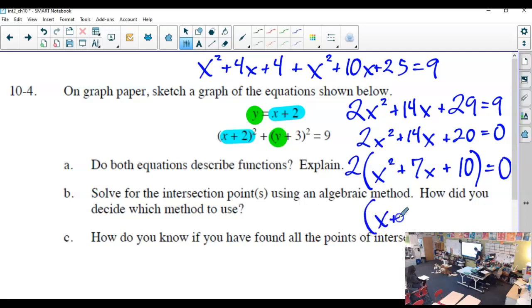And then you can do 2 times the quantity of x plus 5 times the quantity of x plus 2. This is route 1 that we said, substitute the x plus 2 in for the y. So then x is negative 5 and negative 2. Which is what I said. Well, so if we plug that back into our original circle equation. Yeah, we have to plug it in.